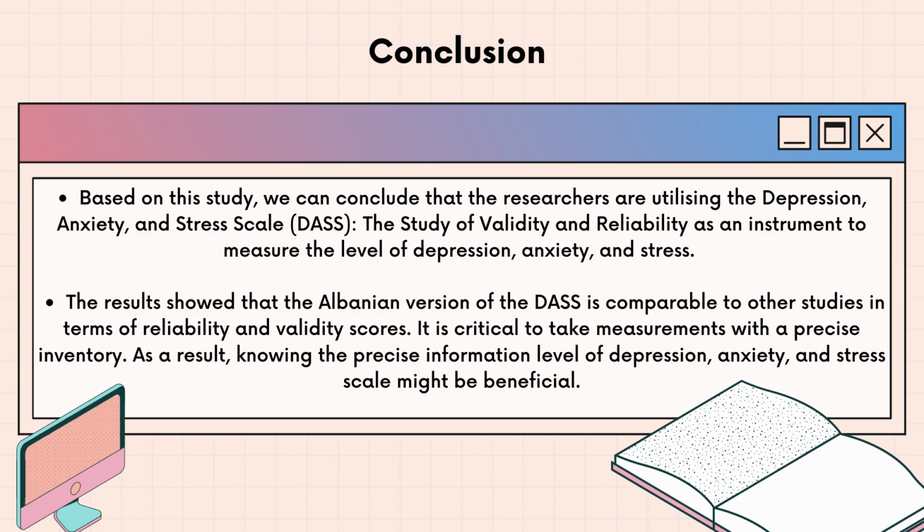As a result, the validity and reliability of the Depression, Anxiety, and Stress Albanian form should be tested on other groups, DASS-AF. The results show that the Albanian version of the DASS is comparable to other studies in terms of reliability and validity scores. It is critical to take measurements with a precise inventory. As a result, knowing the precise level of depression, anxiety, and stress scale might be beneficial.